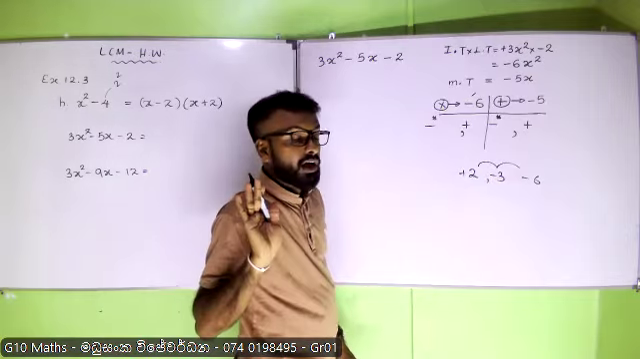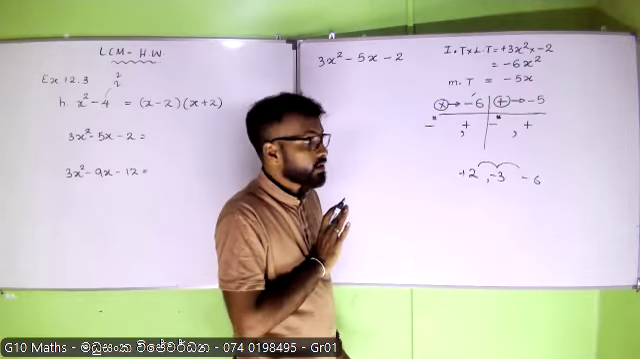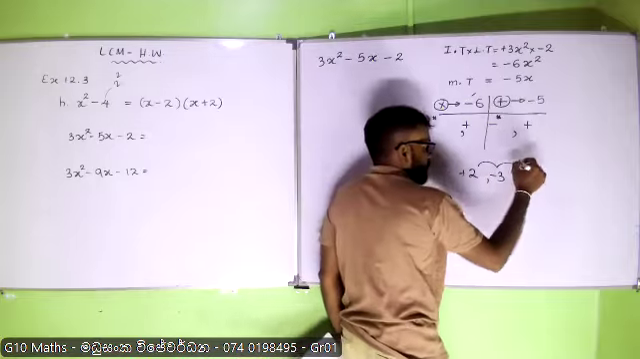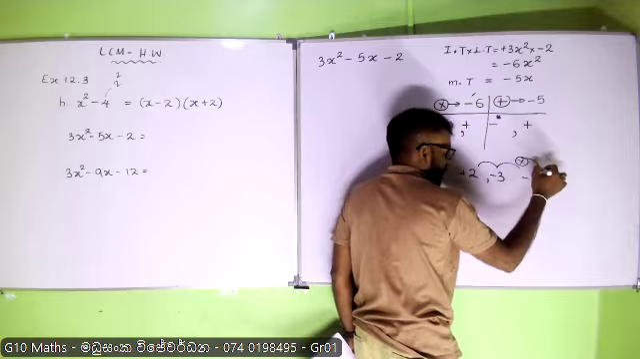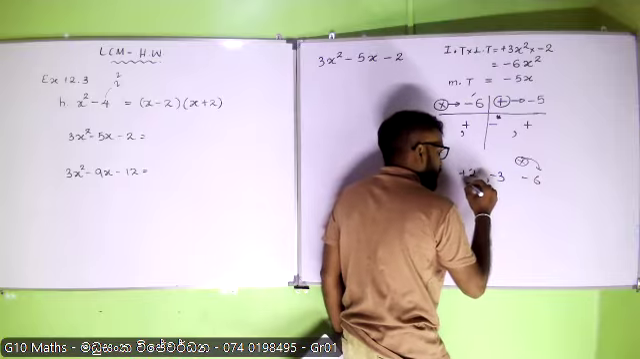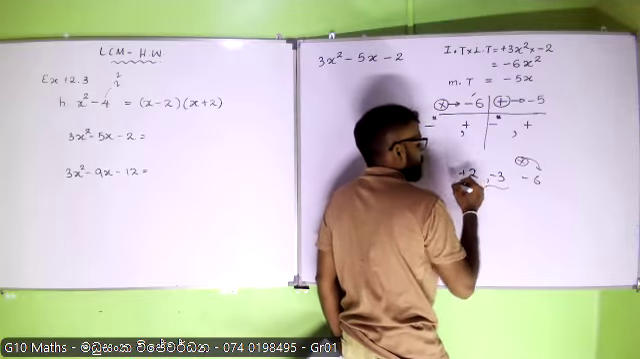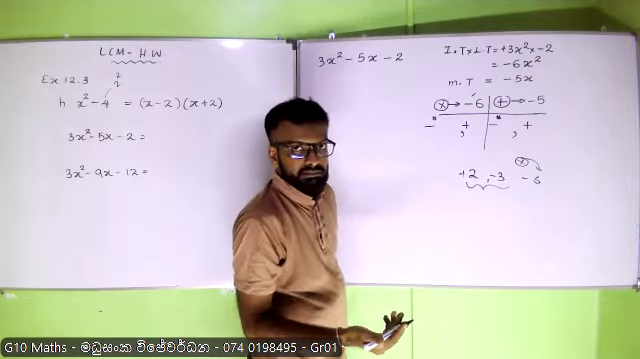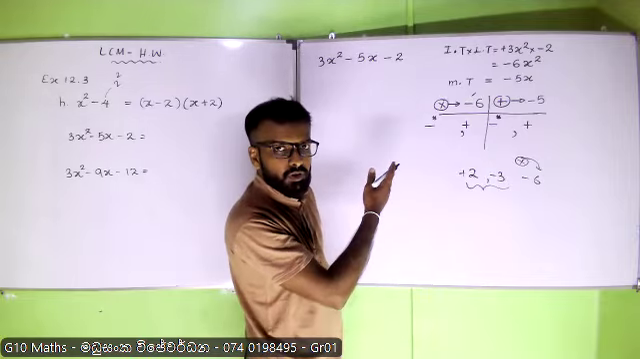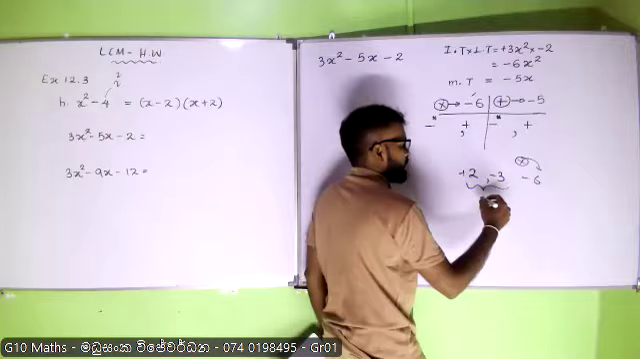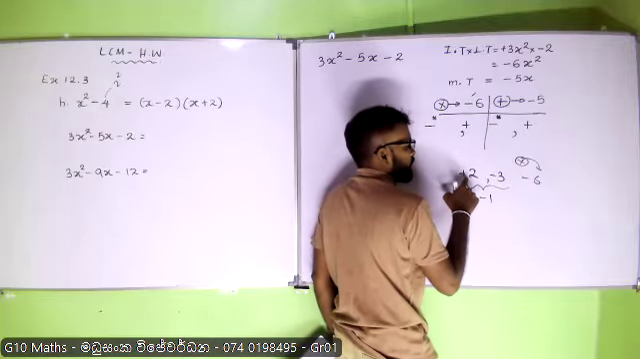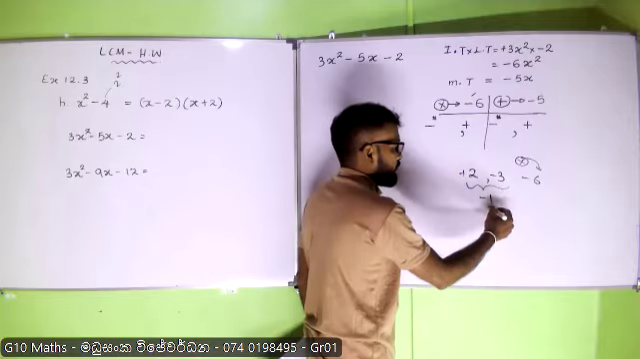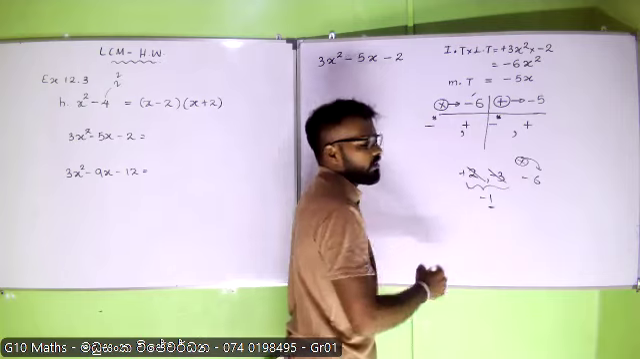But I have to check the other one as well. So this is for multiplication. Now I am going to add these two numbers. Are you ending up with negative 5? Never. You will end up with negative 1 when you are adding these two numbers. Positive 2 plus negative 3, negative 1 will be the answer. So this is not the thing.